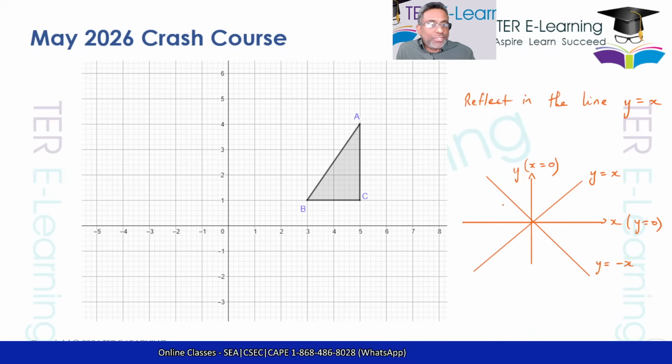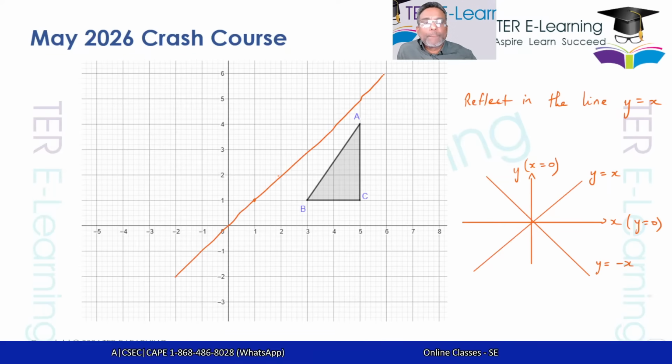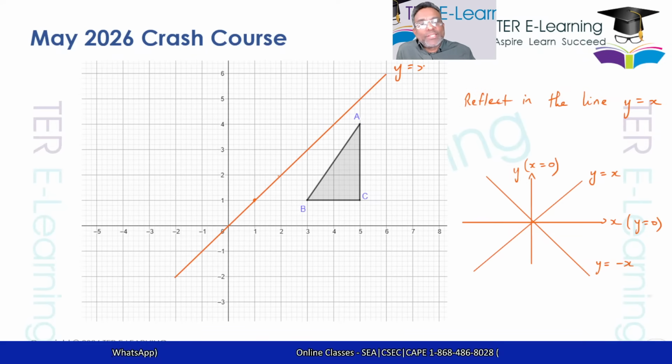When it comes to reflections, these are things you should remember. Let's say I want to reflect this triangle here in the line y is equal to x. First of all, y is equal to x will pass through these points. So this here represents the line y is equal to x. You could be asked to perform a reflection in that particular line.